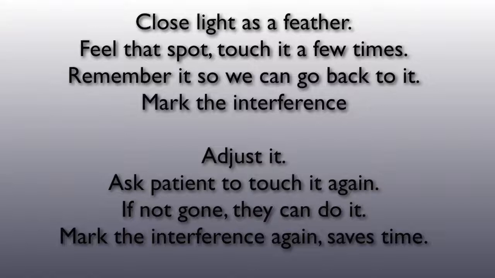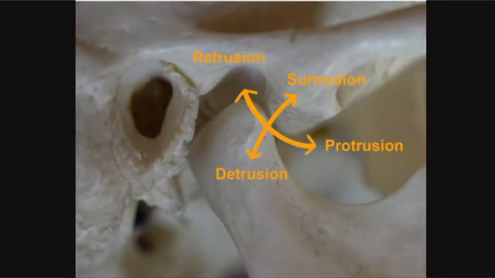Then mark that interference, adjust it, and then ask the patient to touch it again. And if you have not cut it completely away, they can go right back to it again. You can repeat this process until you have eliminated that first interference. This saves time. It is my personal opinion that finding the interferences to retrusion, marking them and eliminating them, is a relatively simple matter compared to finding and eliminating the interferences to detrusion.